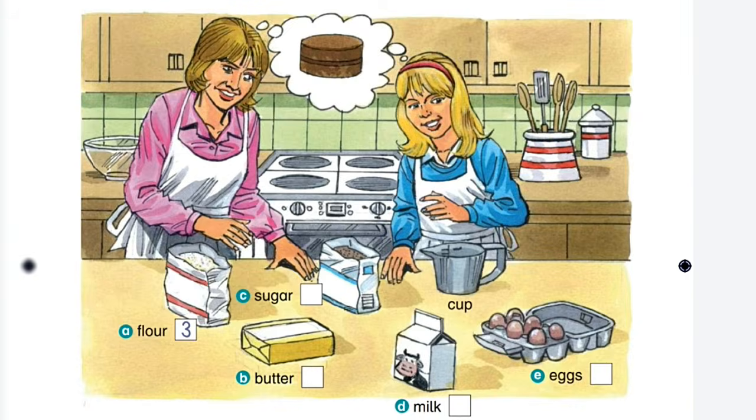Let's make a cake. What do we need? We need 3 cups of flour and 1 cup of sugar. How much milk? 1 cup of milk. How many eggs? We need 4 eggs. Anything else? Butter. We need 1 cup of butter.